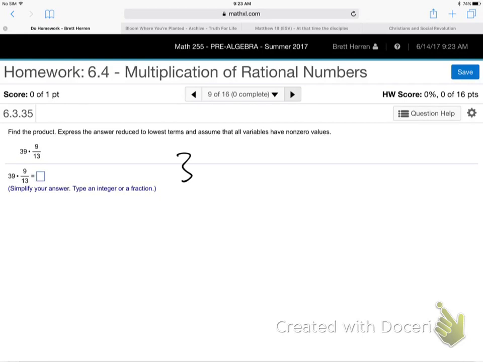Number 9, we have 39 times 9/13. Now, what do you do when you have a whole number like 39 interacting with a fraction? Yeah. Put it over 1. Make it look like a fraction. You guys know quite well. Put it over 1. You know what to do from there? Cross cancel that thing, right?